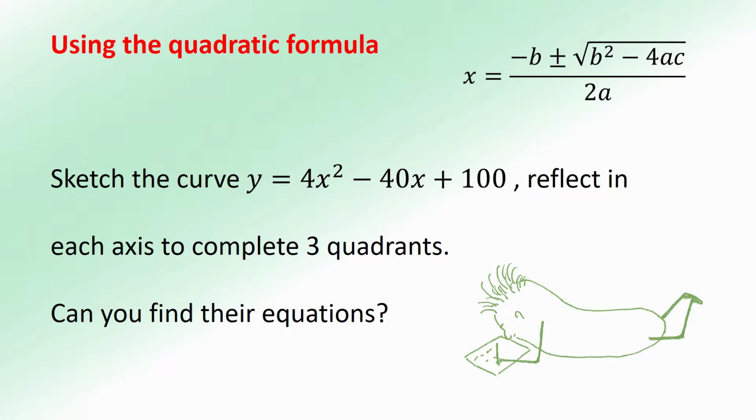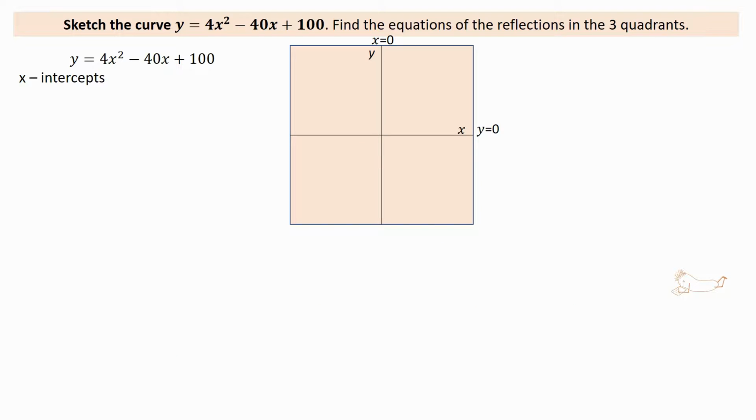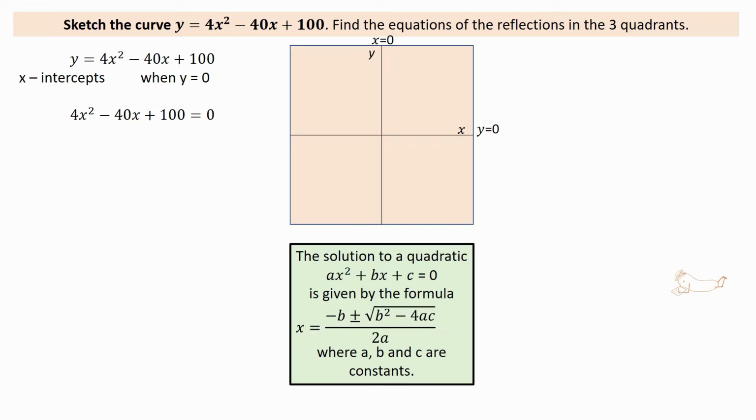This question will check your knowledge of the quadratic formula, revise reflection symmetry, and explain how to find the equation of a reflection. To sketch the quadratic, first find the x-intercepts, which occur when y equals 0. Substitute y equals 0 into the quadratic, and solve using the quadratic formula.